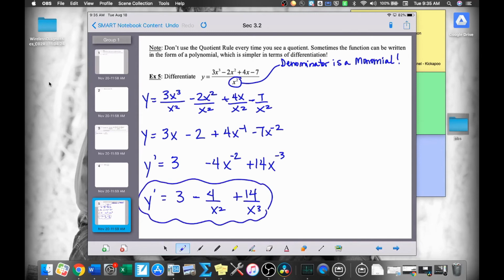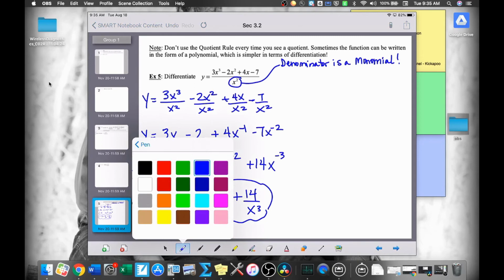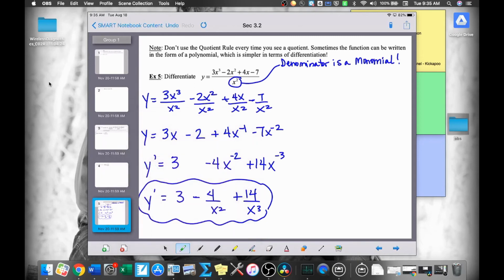And we did not use the quotient rule even though we started with a quotient, again, because our denominator was a monomial. But now let's take a look at what this problem may have looked like if we had attempted it using the quotient rule so that we can compare and contrast the amount of work here. So over here, what if we use the quotient rule?